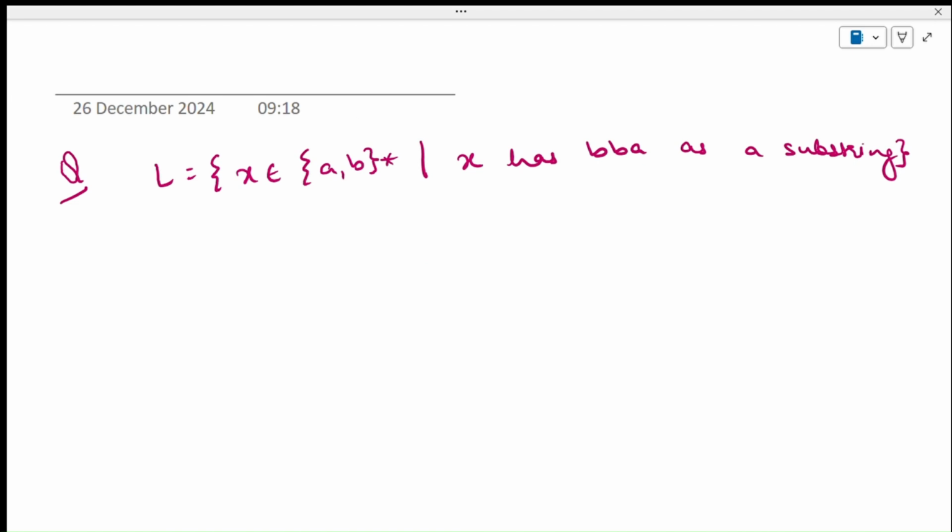It says that x has double b a as a substring. So the regular expression will be: we put (a + b) Kleene closure, any string as a prefix, any string as a suffix, but we must have bba as a substring.